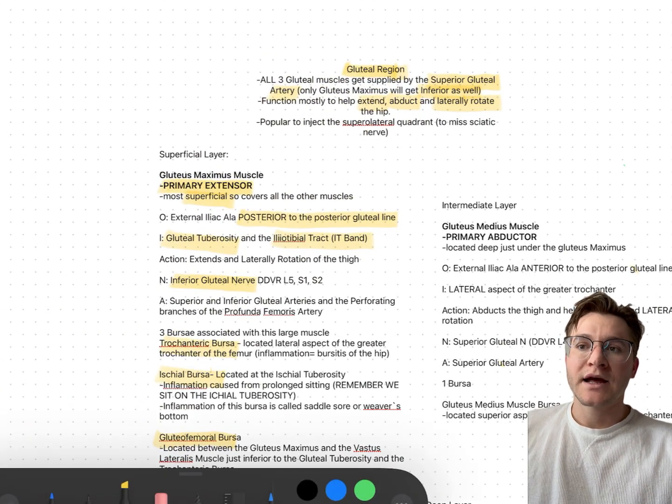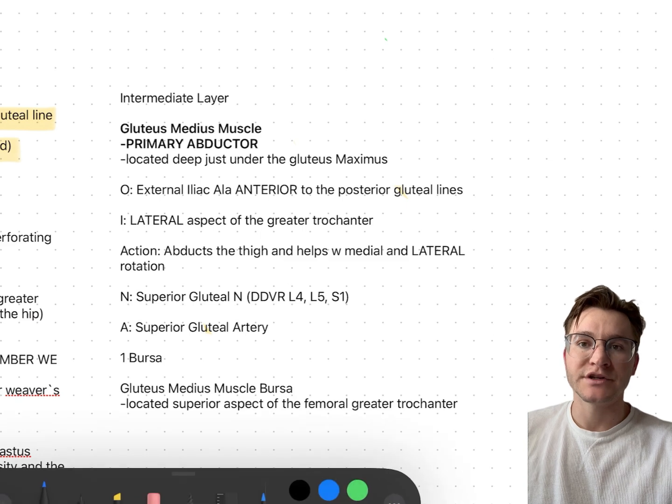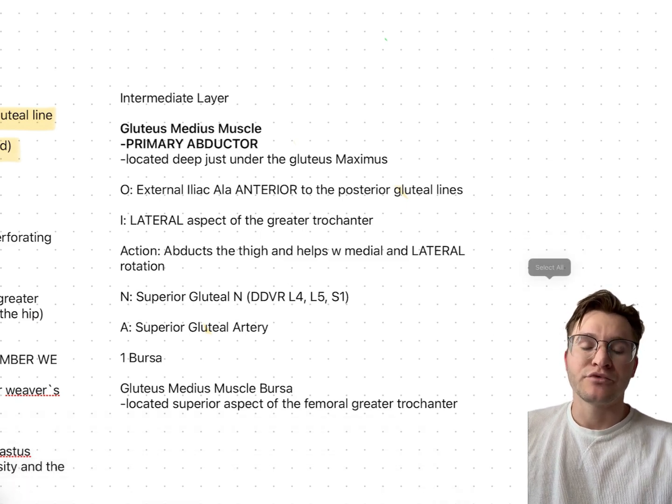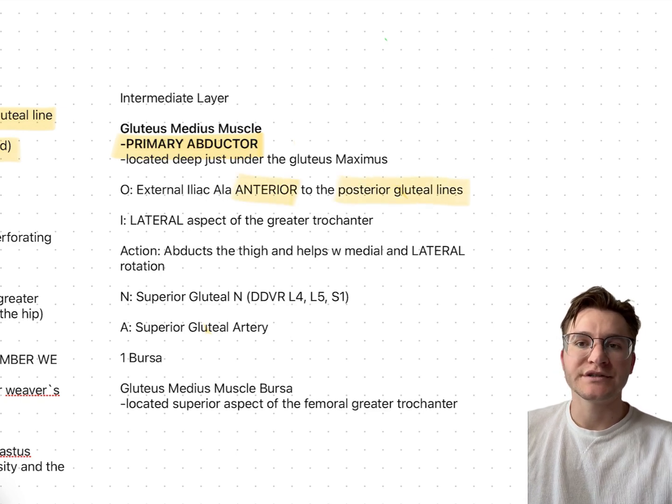So underneath, we're going to have our intermediate layer, which is going to be the smaller of the gluteal muscles, or intermediate muscle, which is going to be our gluteus medius muscle. Its primary action is it's a primary abductor of the gluteal region. So it abducts. It's located just deep to the gluteus maximus muscle, and its origin is external iliac ala, anterior to the posterior gluteal line, and that's already going to be a trend. So all the gluteal muscles are on the external iliac ala.